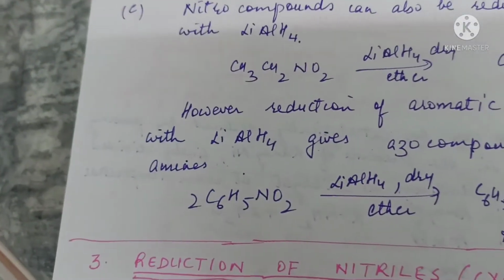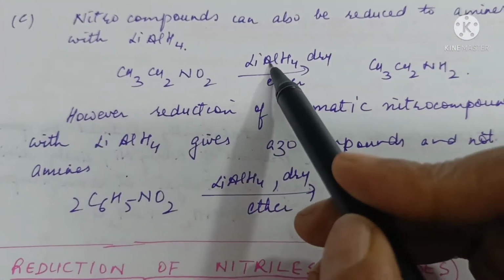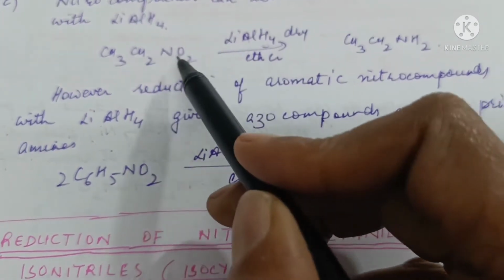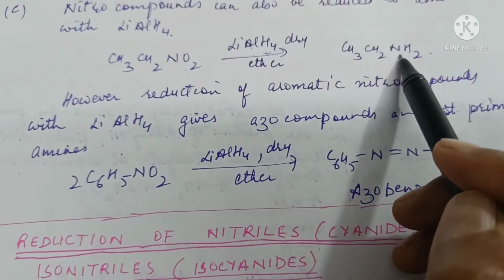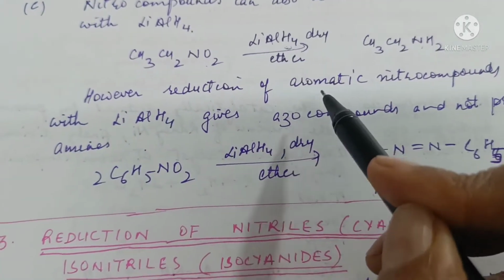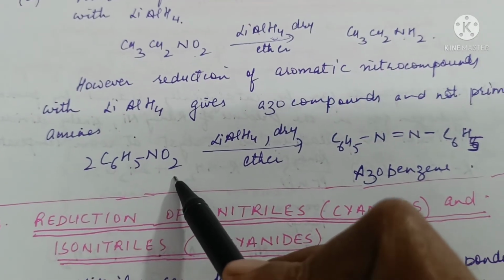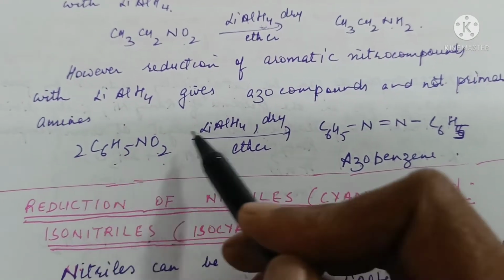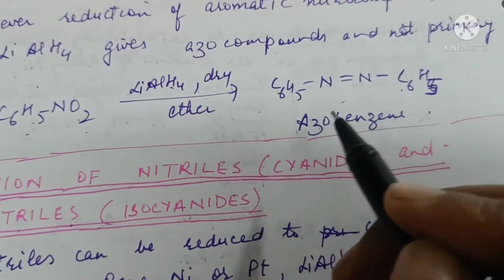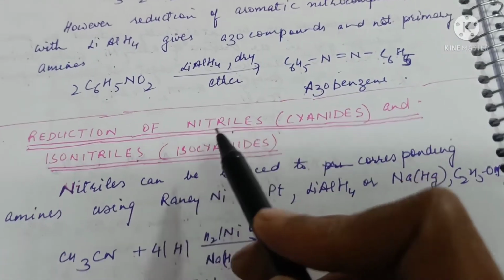Nitro compounds can also be reduced to amines with lithium aluminium hydride. Nascent hydrogen produced by lithium aluminium hydride will reduce nitro compounds to amino compounds. However, with lithium aluminium hydride, aromatic amines will not be prepared because nitrobenzene with lithium aluminium hydride will form azobenzene rather than aniline. Reduction of nitriles.